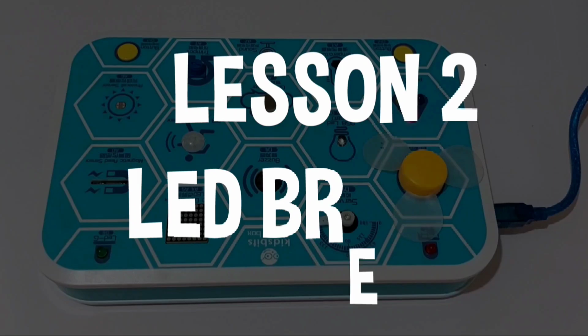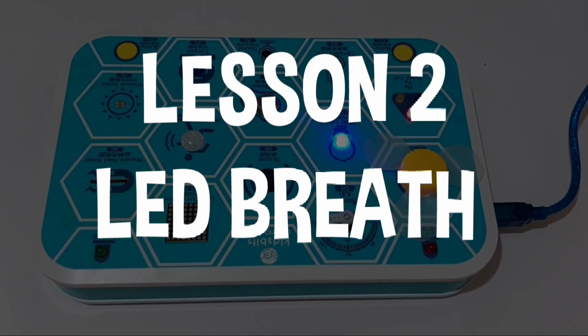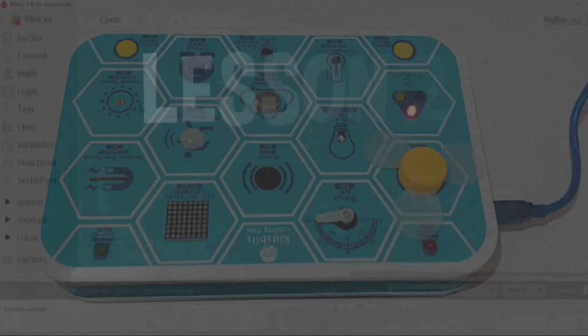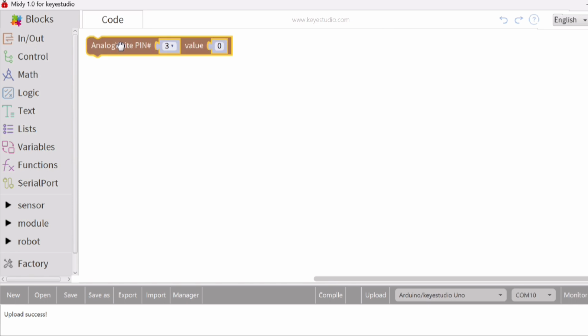Making an LED blink is cool. But what if we could make it fade in and out, like it's taking a deep breath? For this next project, we are going to make our LED breathe. To achieve this, we need a new block called analog write.